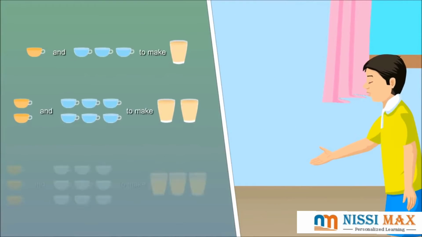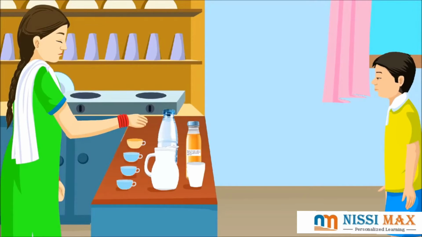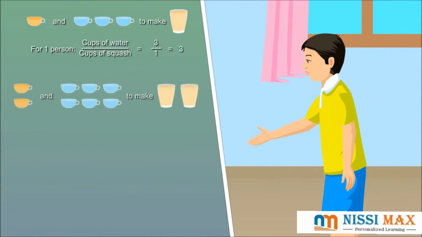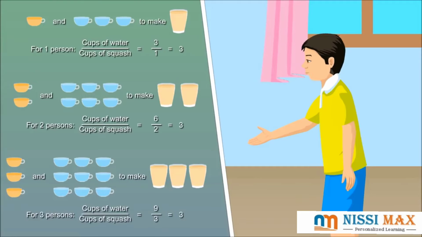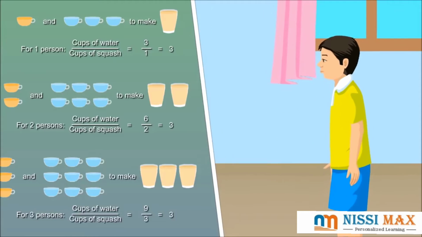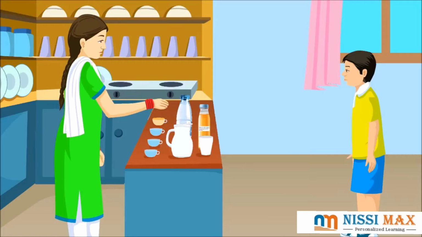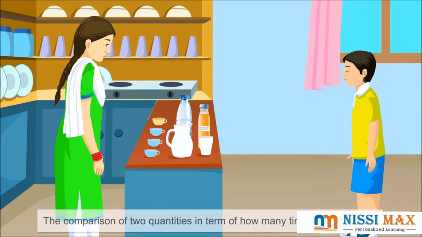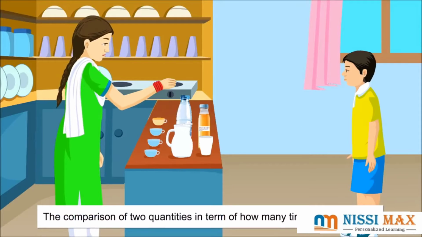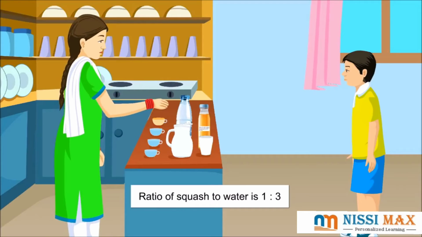Here, the quantity of water we have added is 3 times the quantity of squash. How did you find it out? If we divide the number of cups of water by the number of cups of squash, we get 3 each time. Mummy, it is denoting 3 times 1. Correct. You know, here you are comparing using ratios. What is a ratio? The comparison of 2 quantities in terms of how many times is called ratio. Here, the ratio of squash to water is 1:3, and it is read as 1 is to 3.